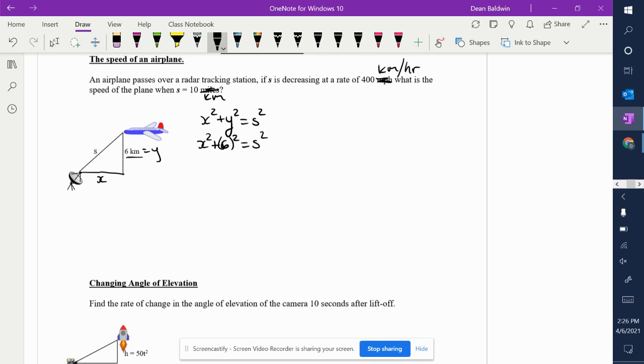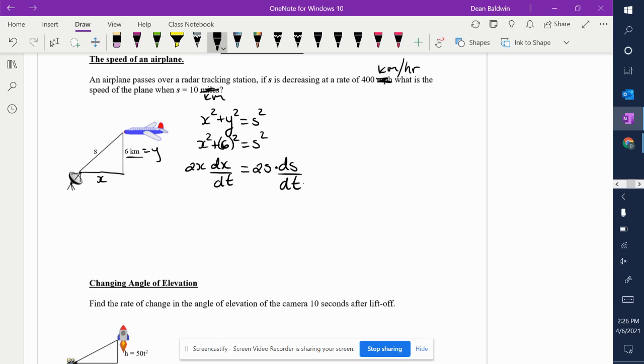So there's our formula. What do I do now? Derive it with respect to time. What's the derivative of X squared with respect to time? There you go. What's the derivative of a constant? 0. So that 6 squared, or 36, goes away. It's gone. Equals what? 2s times ds dt.